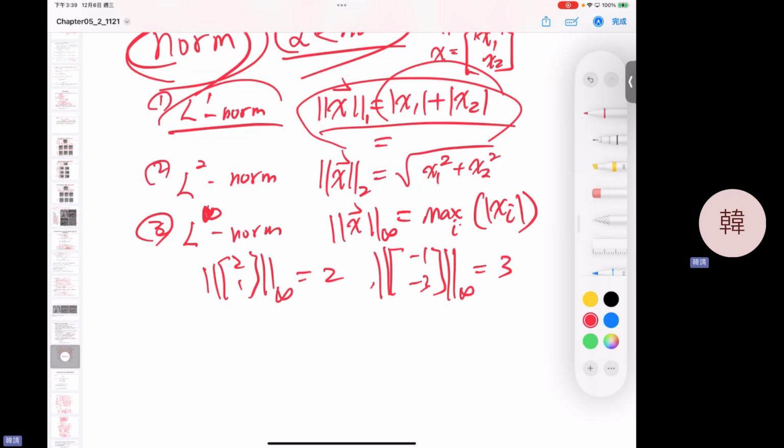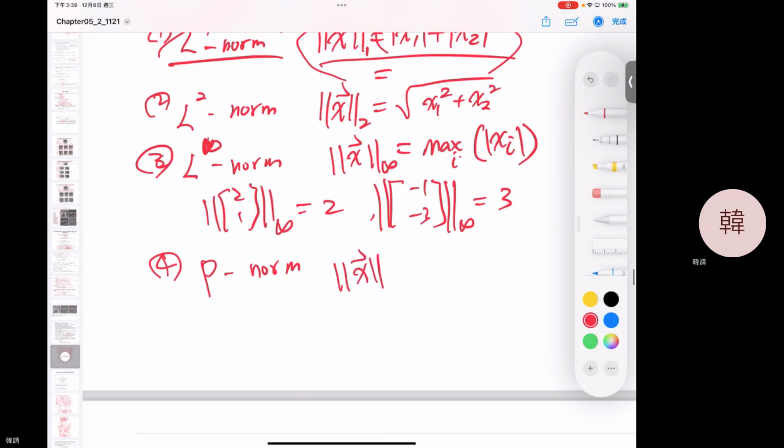The fourth one is the P norm. What's the P norm? The definition is that every component takes the power of P, and then you take the root, the power of 1 over P. It should be written like this: the summation of the absolute value of xi to the power P, summing all components together, and then taking the 1 over P power.